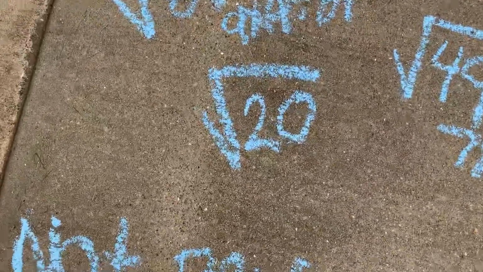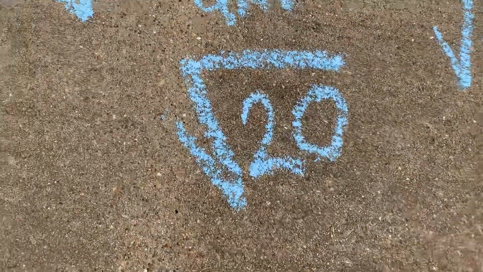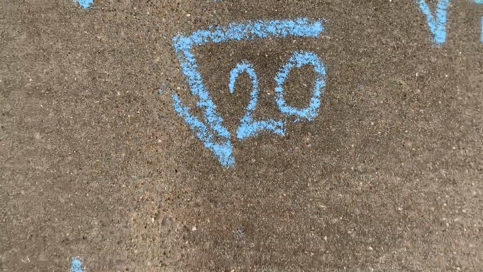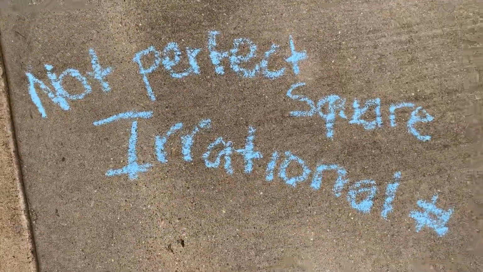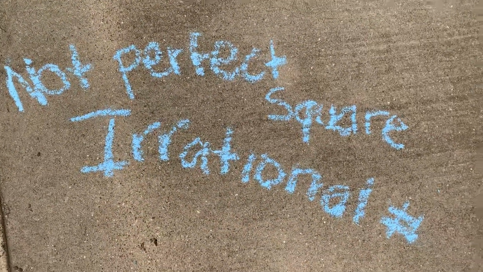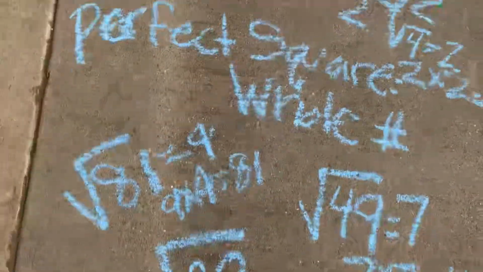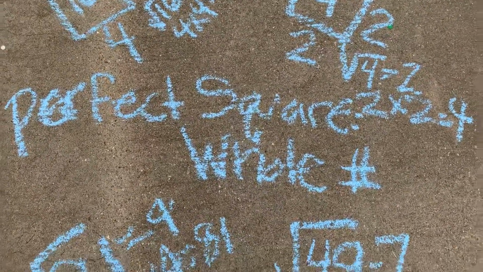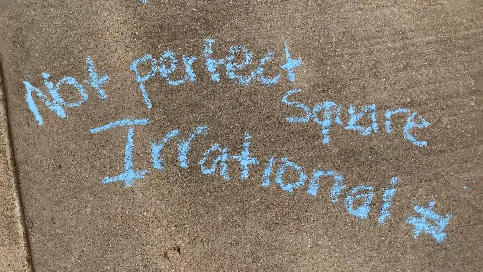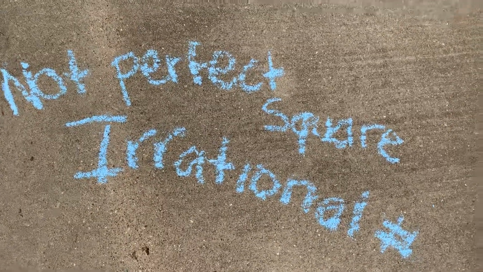Now, if we had the square root of 20, well, 20 is not a perfect square. So if it's not a perfect square, it's an irrational number. So you can have a whole number for a perfect square, or you can have an irrational number for a non-perfect square.